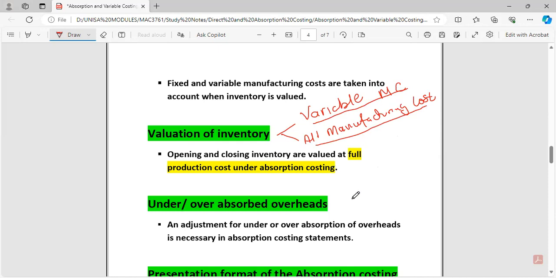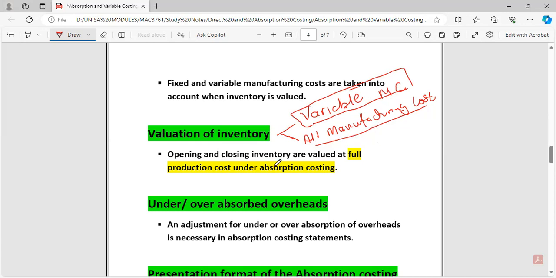I think the question is a bit long, and we are going to do it together. When we talk of valuation of inventory, mostly we value opening and closing inventory. So in your valuation of opening and closing inventory, it depends on whether you are using variable or absorption costing. If it is variable, then you're only going to take all the variable manufacturing costs into the cost of your closing inventory.